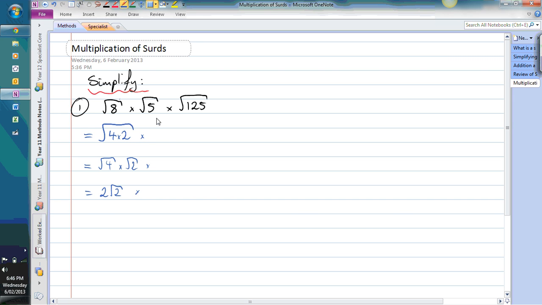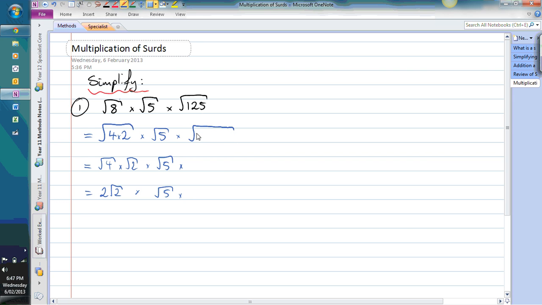Now, the square root of 5, it's actually not going to be able to simplify really at all. So it's just going to sit there as a square root of 5. We'll do something with it in the next step down here, but for the moment, it's not going to simplify. Third part, square root of 125.